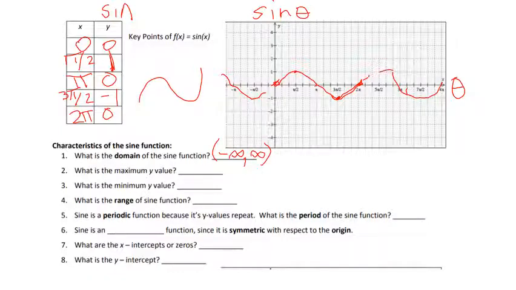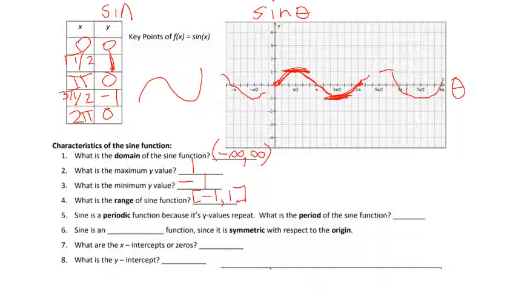Now the maximum y value, if you look here, it tops out at 1, and the minimum y value is -1. So the range, or the y values, range from -1 to 1 using interval notation, and that is everything in between. So we have all these values of y in between.